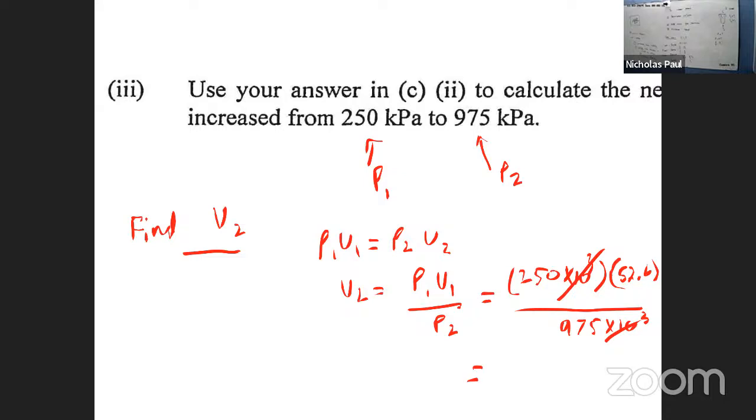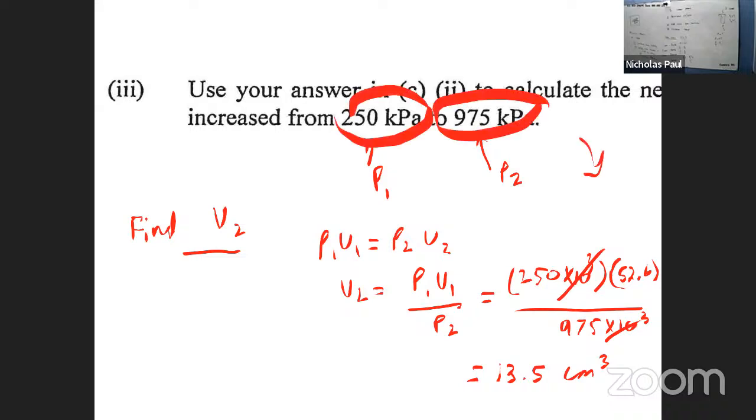And what did you get? 13.5. Question, does that make sense? Pressure increased, but the volume went down. That makes sense because they are inversely related.